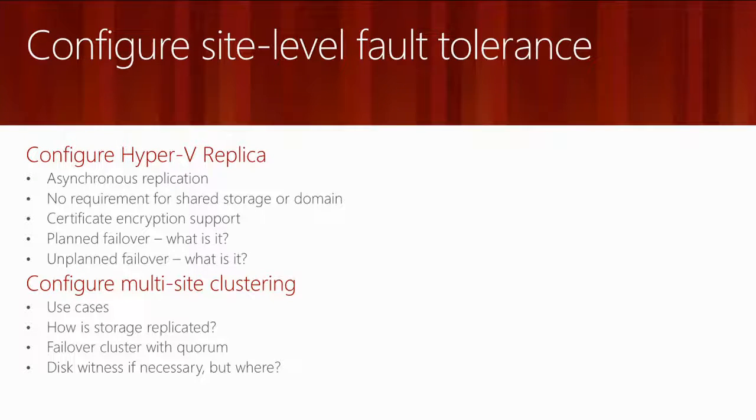So let's talk planned failover. That's when you're planning to do like a data center shutdown, or you're planning to move something for maintenance. So there's no data loss on a planned failover. On the unplanned, there is a little bit of data loss. So I think that's the big thing to know there: if the replica virtual machine unexpectedly takes over, then you're going to have a little bit of data loss.